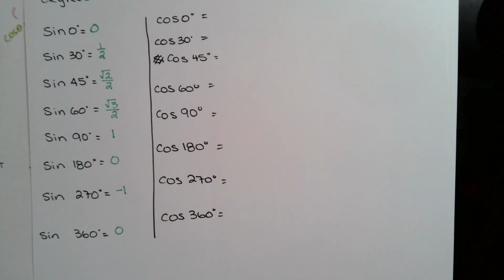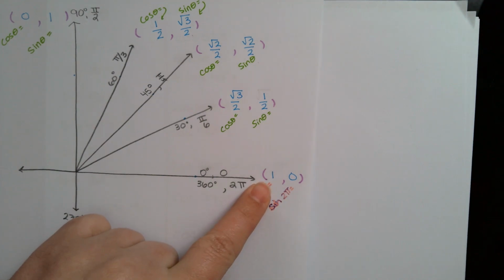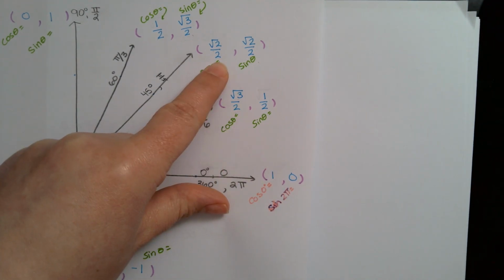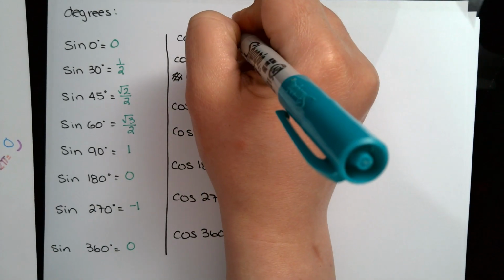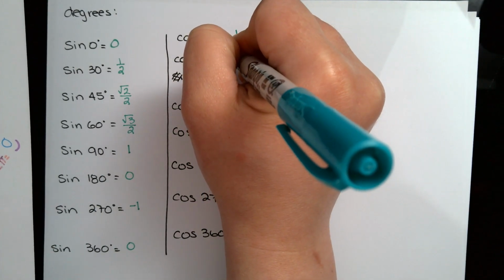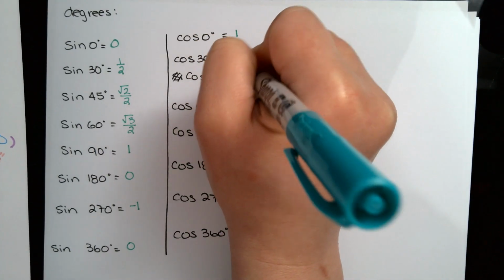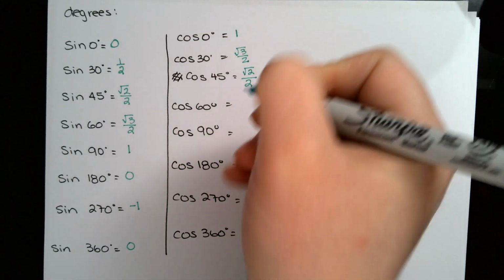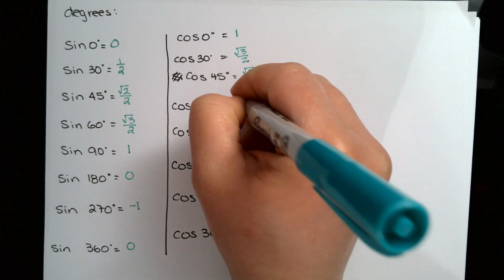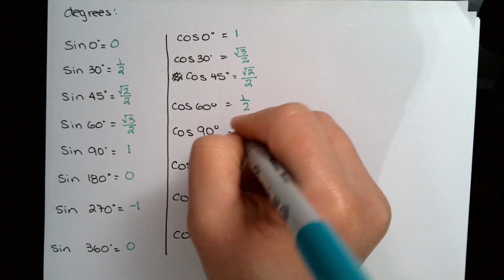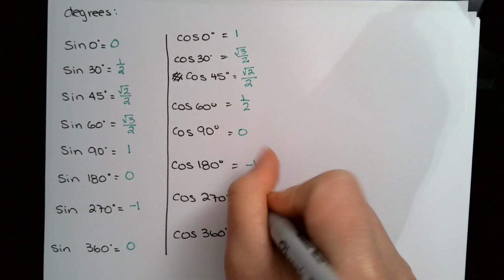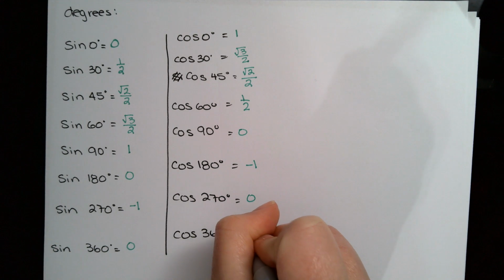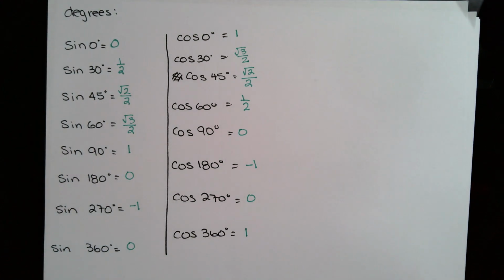Okay, now we're looking at the x location. So here's all of our x's. So 1, root 3 over 2, root 2 over 2, 1/2, etc. So at 0, we have cosine of 0 is 1. 30 degrees cosine is root 3 over 2. 45 is the same for sine and cosine, root 2 over 2. 60 degrees cosine is 1/2. Cosine of 90 degrees is 0. Cosine of 180 is -1. Cosine of 270 is 0. And cosine of 360, we are back at 1. Again, these should be memorized.